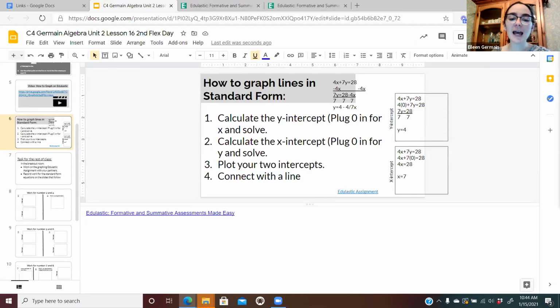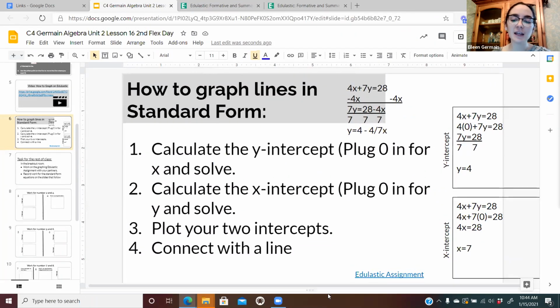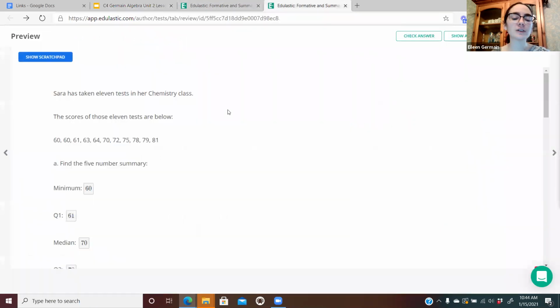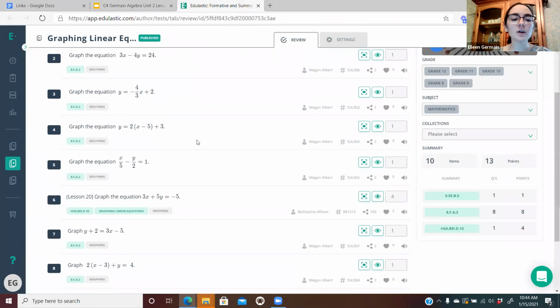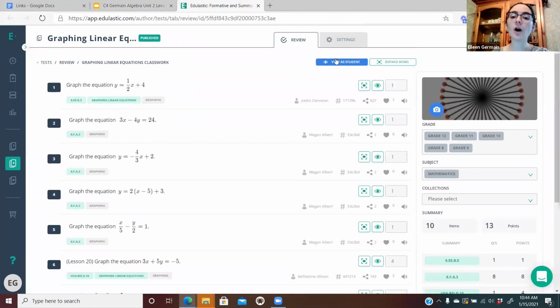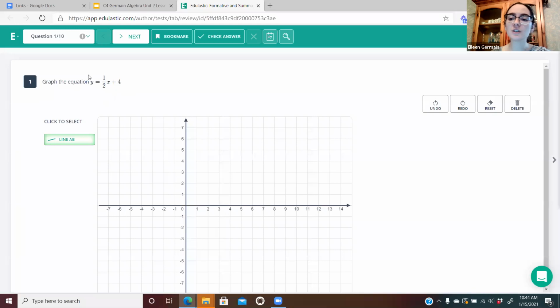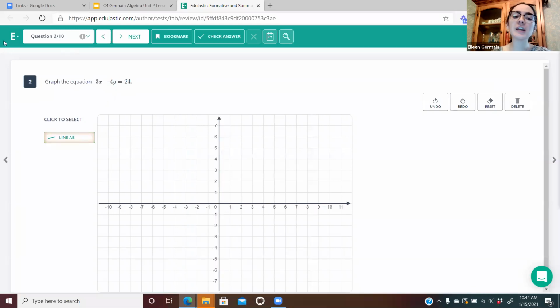If you click on, not in this one here, do not click the link in that, you click on the Edge-Elastic assignment. It will take you to your assignment for today. It has 10 questions on it, and they're all about graphing. You have some y equals equations that you need to graph. You have some standard form equations that you need to graph using either one of the strategies, isolating for your y or finding your 2 intercepts. Both of them will get you the same equation.